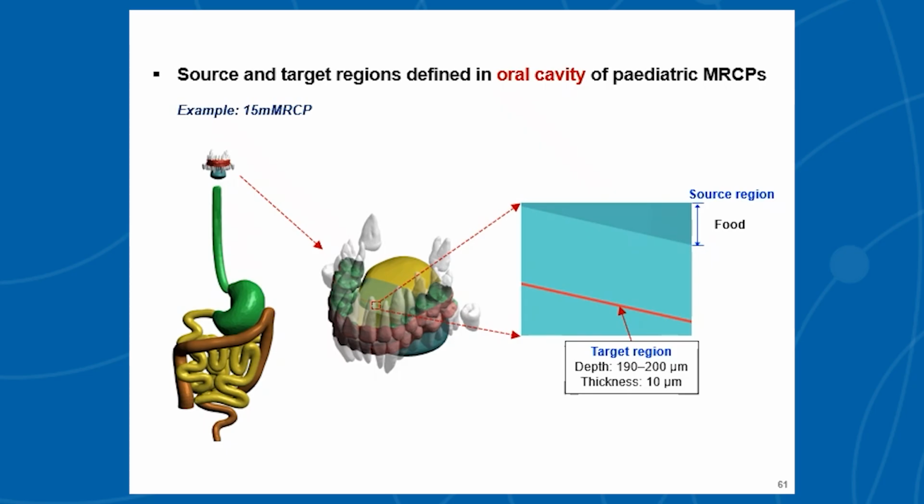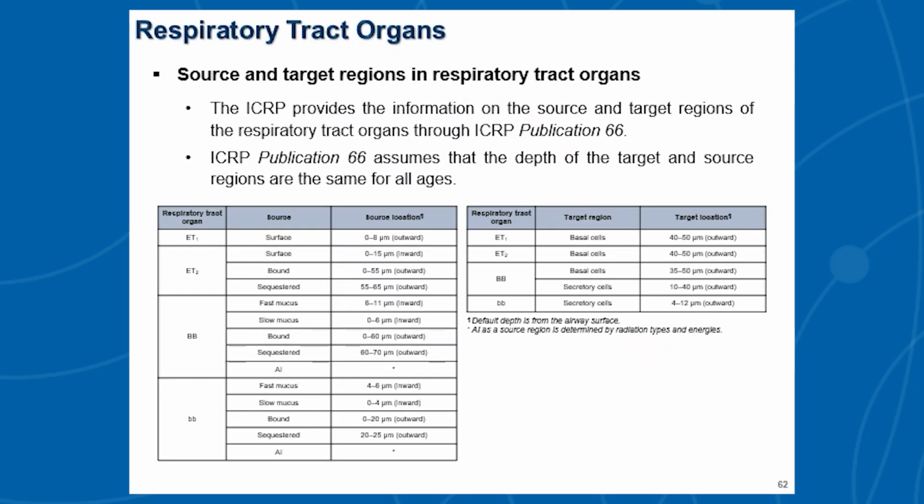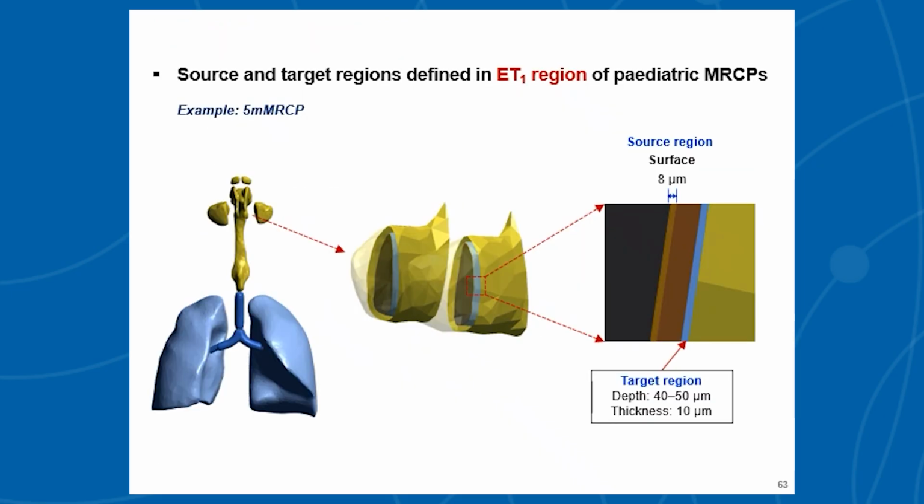Likewise, the respiratory tract organs also include target and source regions. The depths for each region are provided in ICRP publication 66 as shown here, and it is assumed that the adult depths can be applied to the children. For each region, both target and source regions were simply defined. Here you can see the target and source regions defined in the ET1 region, and this slide shows the ET2 region.